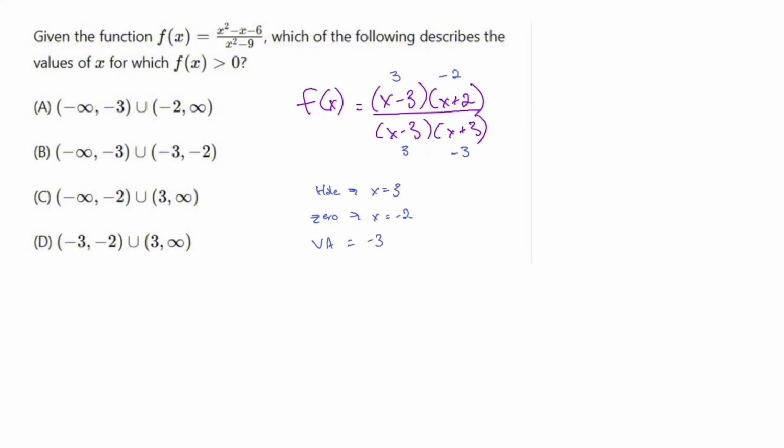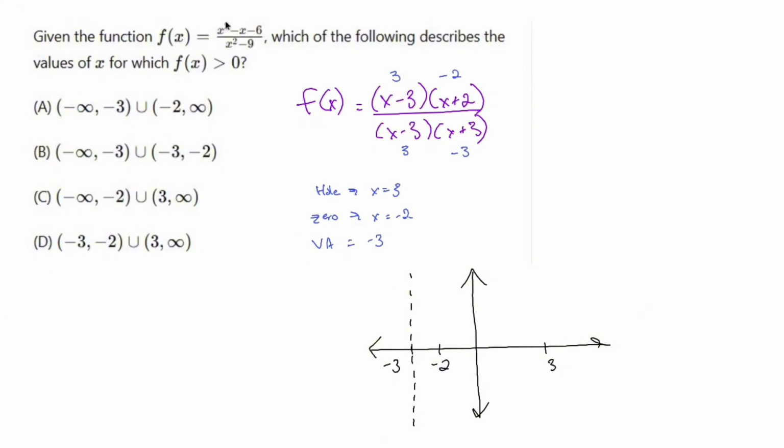-3. So if I were to draw some important information on a coordinate plane, if I were to sketch this, what I have so far is a hole happening at 3, a 0 happening at -2, and a vertical asymptote happening at -3. So this happens so far. What I also need to find out is a y-intercept and a horizontal asymptote.